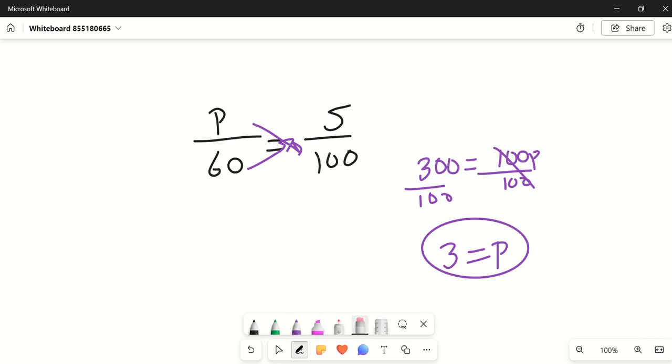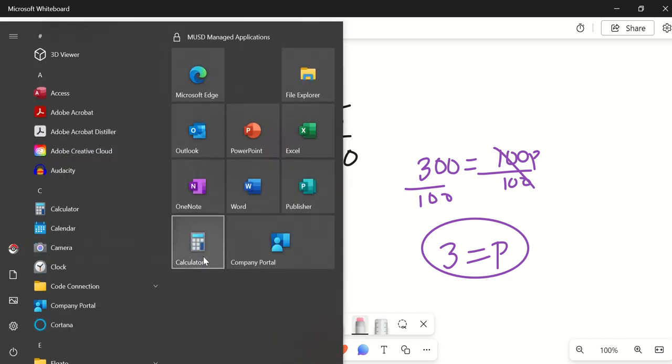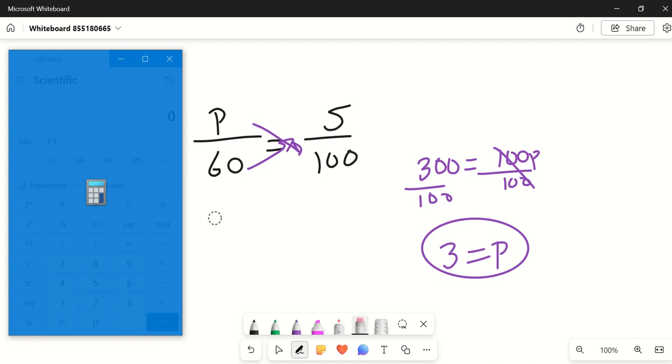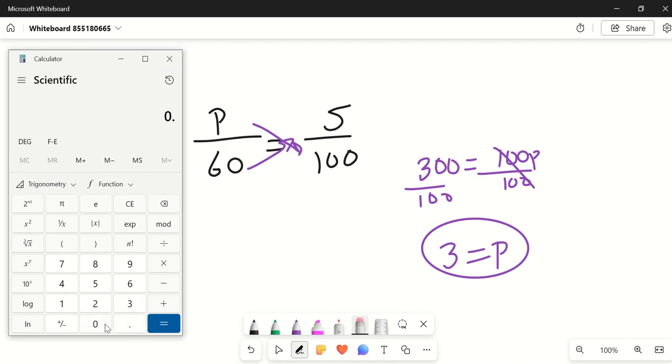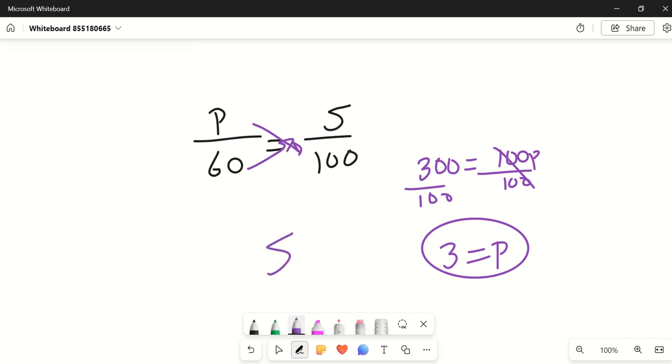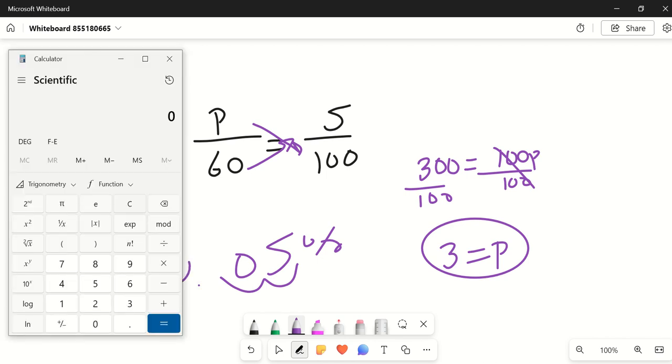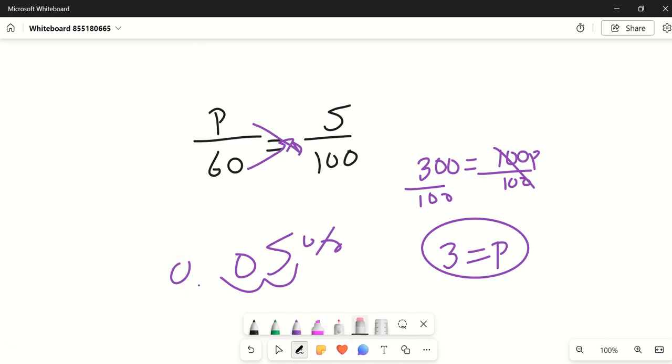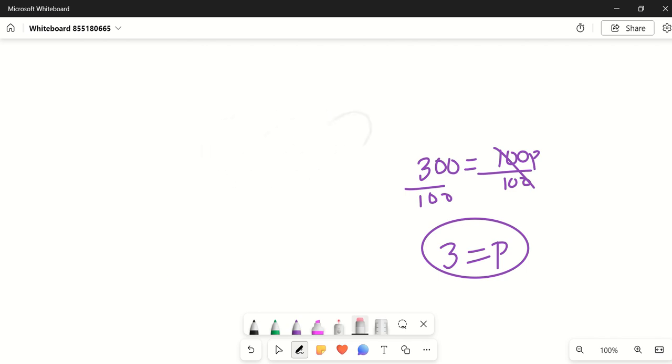And then again, double check our answer. 5% would be written as 0.05. No, I'm wrong. Sorry. 5%. Remember, it goes 1, 2. I was right. So 0.05 times 60 should equal 3. And it does. Therefore, we have the correct answer.